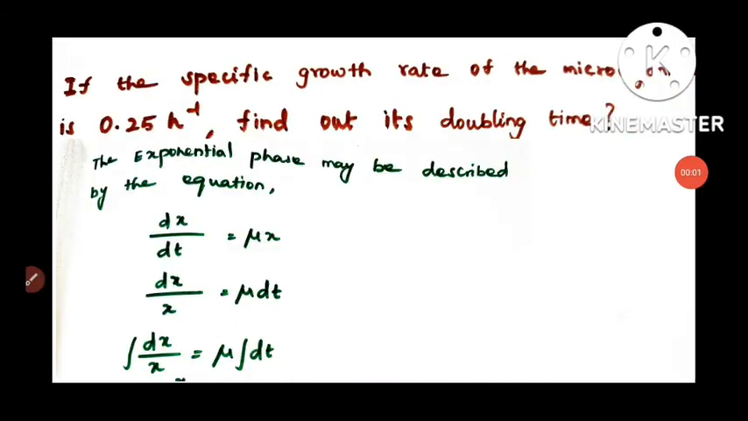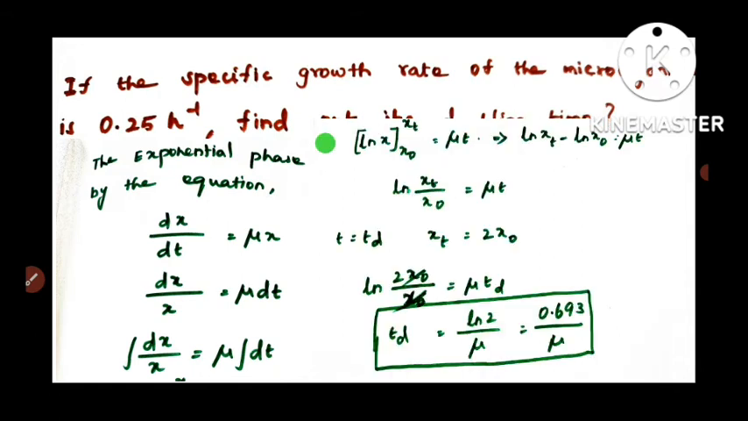So now let's see how to derive the equation or formula for doubling time. To derive the equation for doubling time, we have to consider the mathematical expression in the exponential phase, that is dx/dt = mu x. So just rearrange this equation: dx/x = mu dt. Then you integrate the equation: integral of dx/x = mu integral of dt. So you'll get ln x, with limits x naught to xt, equal to mu t. If you apply the limits, you will get ln xt minus ln x naught equal to mu t, that is ln of xt/x naught = mu t, where t is time.